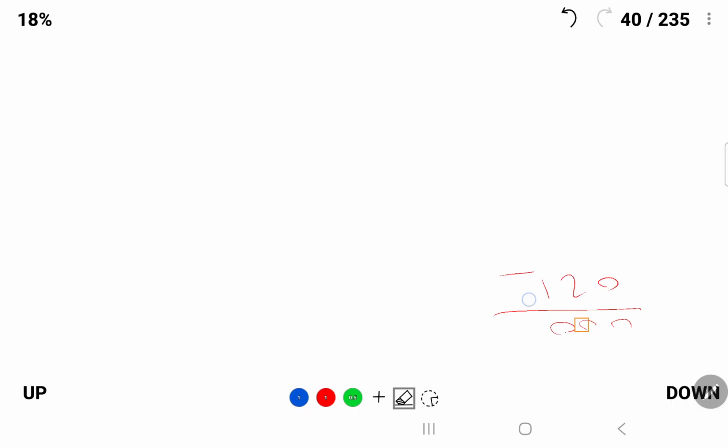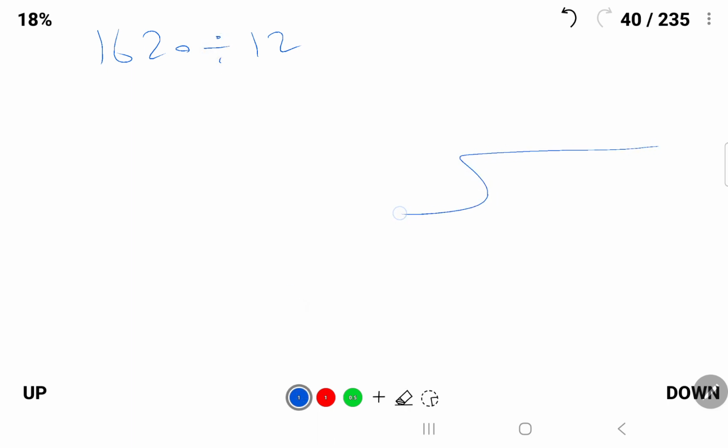Now let's say we have 1620 divided by 12. Now here you have 1620 divided by 12. Now first, how many times does 12 go into 16? 1 times. So 1 times 12 is equal to 12. 16 minus 12 is equal to 4. Now 20, write it here.